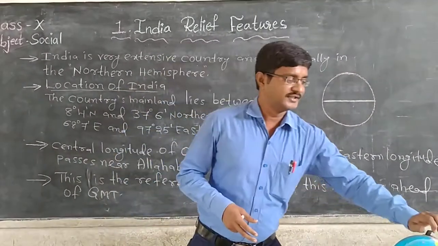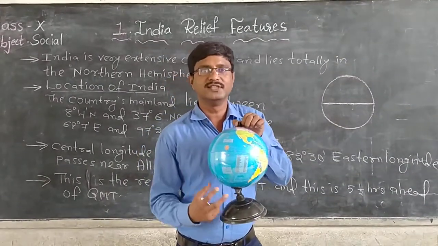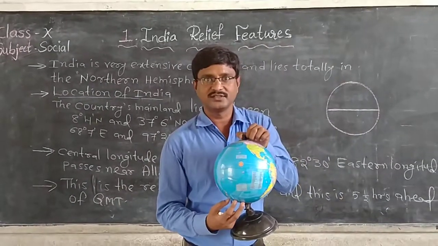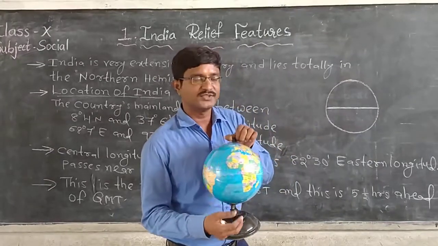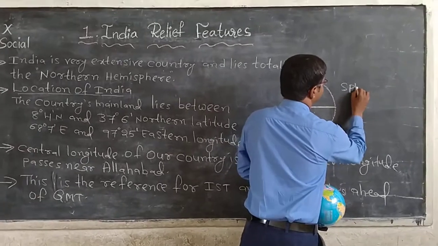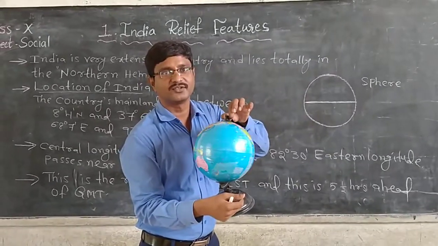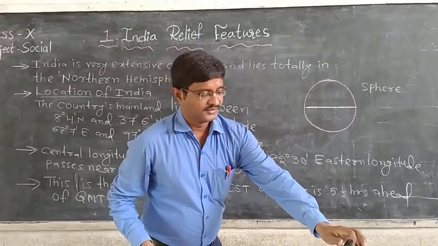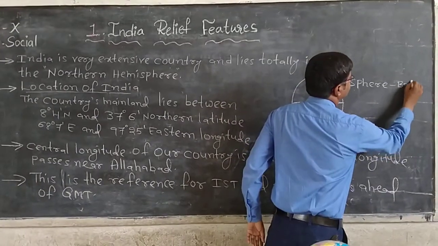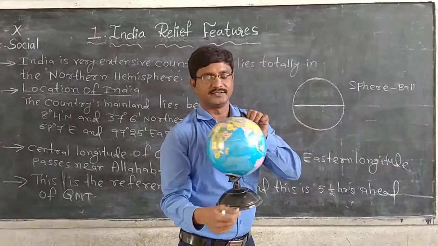So, students, you know this is globe. What is globe? Globe is a model of the earth. Can you tell me anyone what is the shape of the earth? The shape of the earth is spherical shape. So this shape is called spherical shape. Right? So here, what is the meaning of sphere? Sphere means ball. So how is this? It is like a ball. Right?